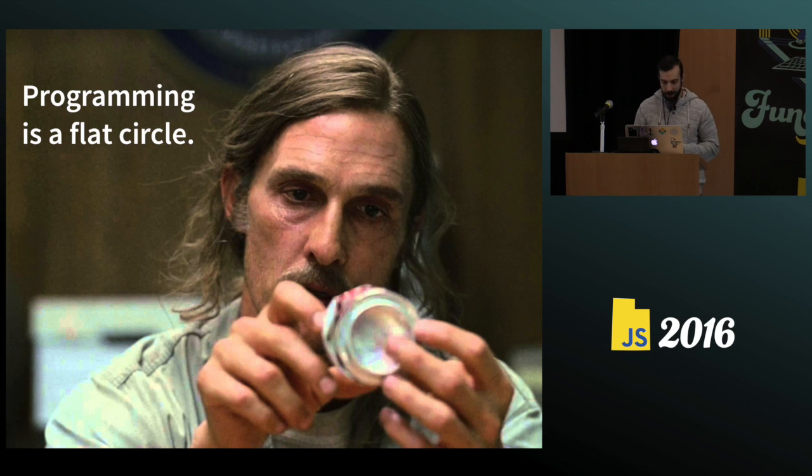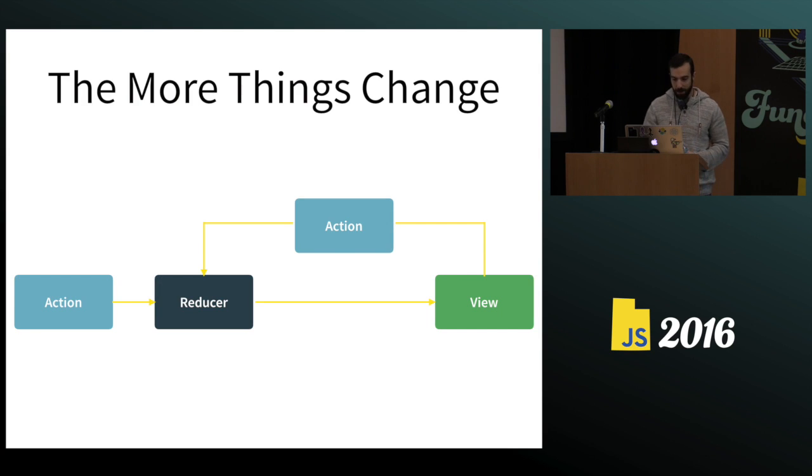Okay, I want to talk about one more concept, which is that programming is a flat circle. Has anybody seen True Detective season 1? It's such a shame they never made a season 2. This is Rust Cole. He put it eloquently like this: programming is a flat circle. What he means is that there are these cycles that show up in software, that things repeat themselves all the time. I want to give you an example from React.